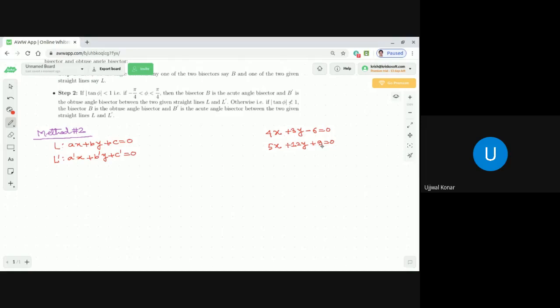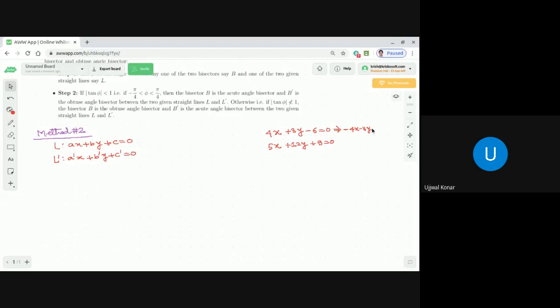Now we see that in the first straight line, the sign of the constant term 6 is actually negative. So what should we do? Our target is to make that 6 positive, and the only way we can do that is to multiply both sides of the first equation by minus 1. So then what will we get? We will get minus 4x minus 3y plus 6 equal to 0.